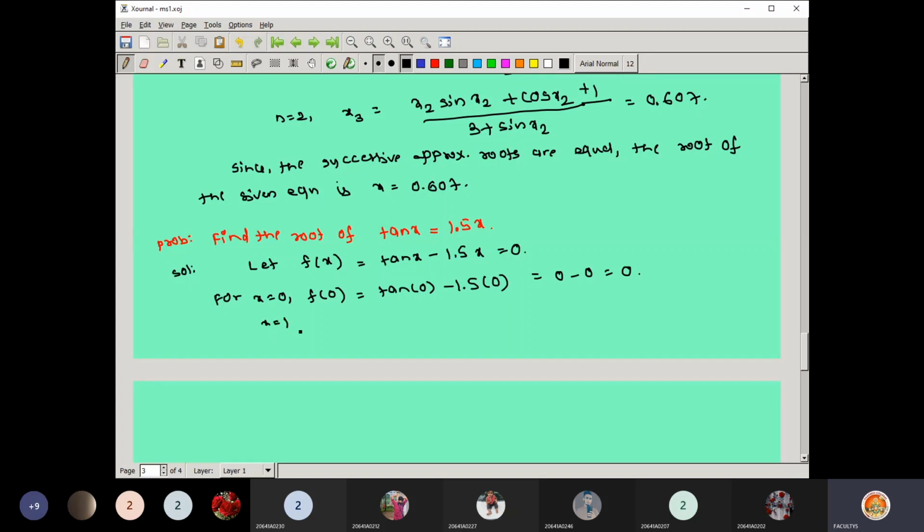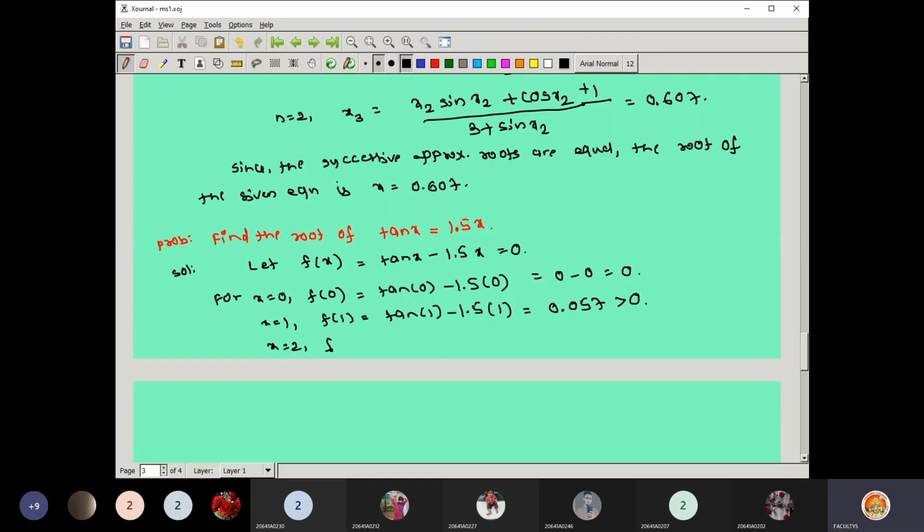Go for the next, x equal to 1. f of 1 is tan 1 minus 1.5 into 1. So you can use your calculator. Tan 1 minus 1.5, you are getting 0.057. Is it correct? Yes, sir. 0.057 is greater than 0. So still we need to get one more.